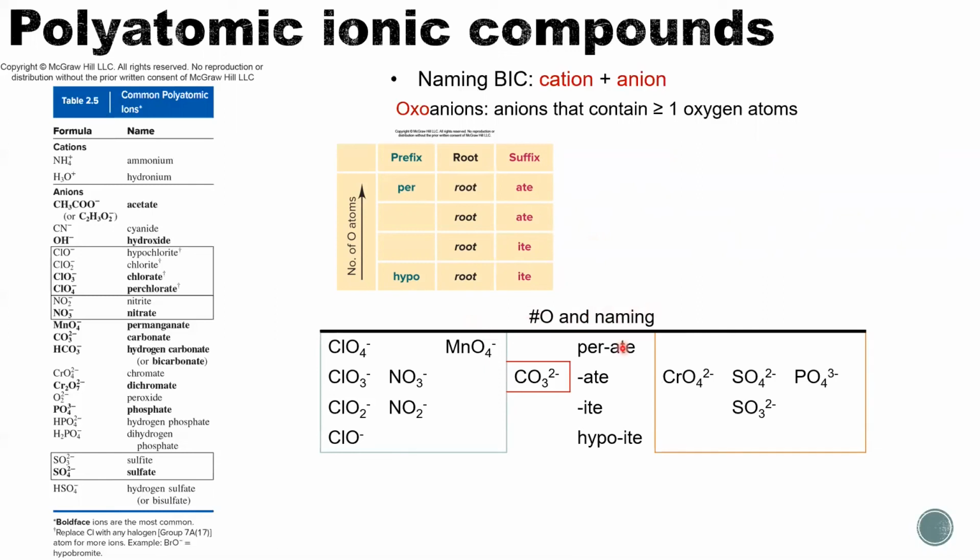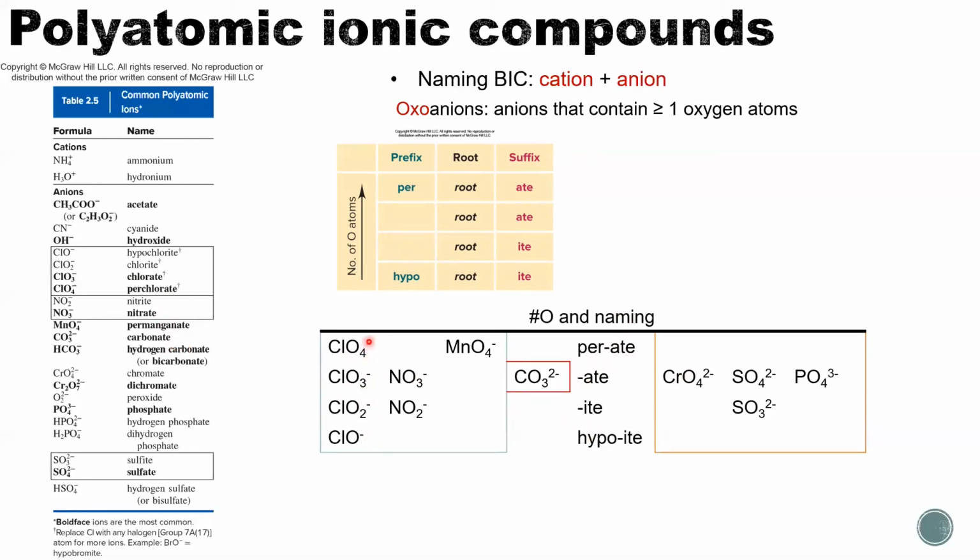We can have per as a prefix and ate as a suffix, corresponding to the most oxygen atoms in the polyatomic anion. Let's take chlorine, for example. ClO4-, you can see it here, is perchlorate. I leave out the root of the element in this chart. Once we lose one oxygen, ClO3 is chlorate, ClO2 is chlorite, and ClO is hypochlorite. So we have a decreasing number of oxygens corresponding to this name.